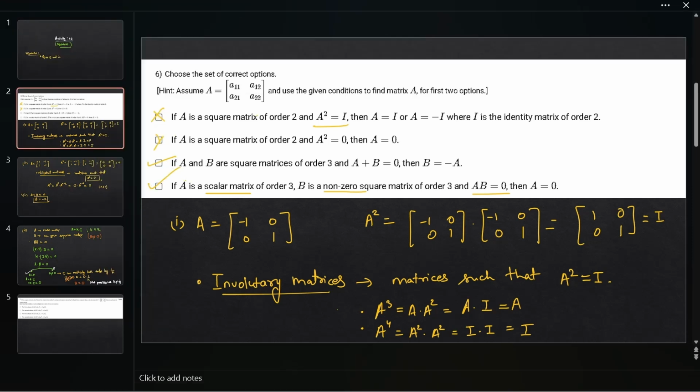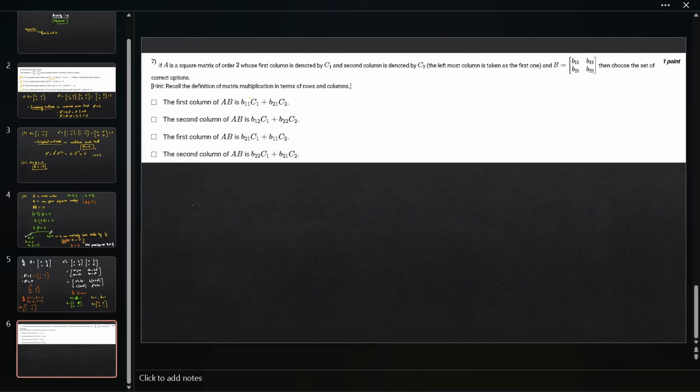This was your question 6. Now moving on to the question 7, where we have a square matrix A of order 2 where the first and the second column are denoted by C1 and C2 respectively. And we also have a 2 cross 2 matrix B denoted by B11, B12, B21 and B22. Now the options are regarding the product matrix AB.